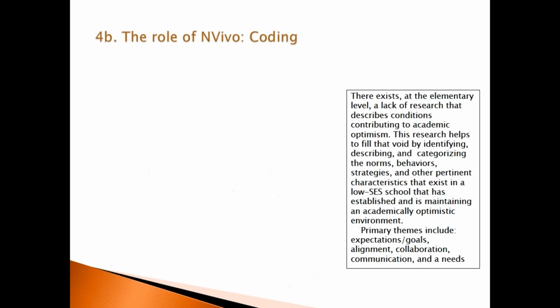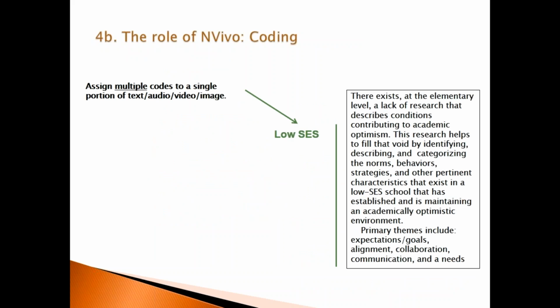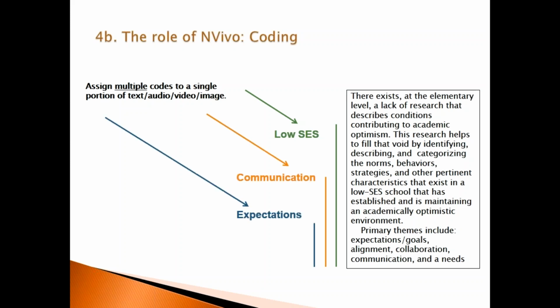Okay, so the next tool, coding. So here's the same article, but instead of writing and linking to think about it as I read, I can also code it, and I can even code it with multiple codes. So I could code, and NVivo calls them nodes. Those are the categories that you code to. So I code to a node for low SES, and to a node for communication, and to a node for expectations. So I've done this rich layering. And that text at the very bottom is the only text on the screen that's coded at all three places.